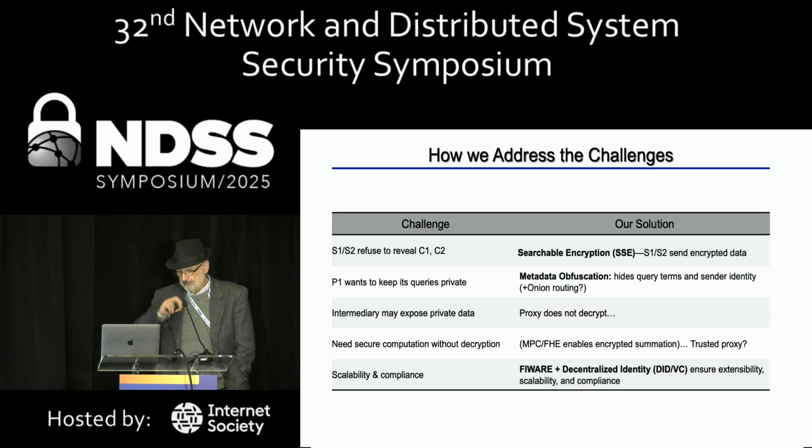So in order to avoid revealing C1 and C2 even to the proxy, we're using searchable encryption. In order to avoid P1 revealing what they are looking for, we do metadata obfuscation, okay, hiding query terms, queries, and things like that. We don't do onion routing, but if needed, we could do things like that.